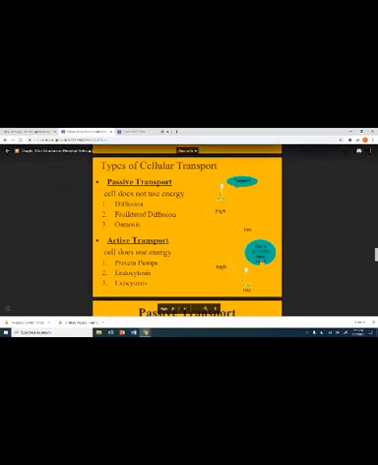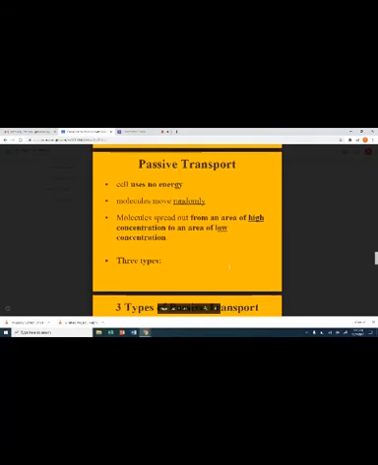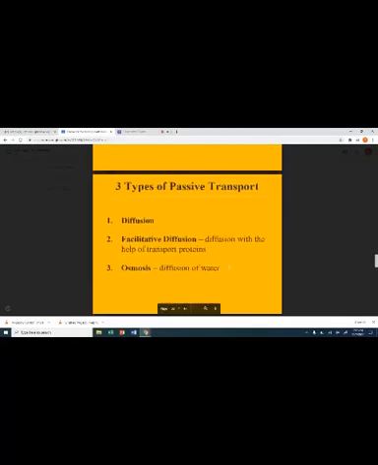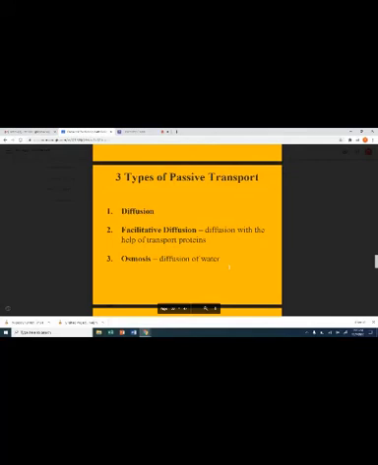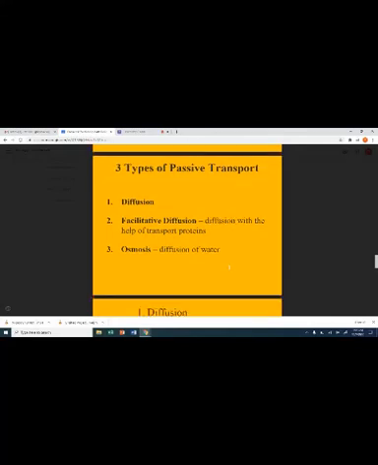Passive, again, you're just gliding down the hill, high to low, no energy. Active, you're at the bottom of that hill having to work your way up from low to high. Because you're going from low to high, you're going to be using a lot of energy. In passive, no energy, molecules are going to move randomly in this case, from a high concentration to a low, where there are three types: diffusion, facilitated diffusion, and osmosis.